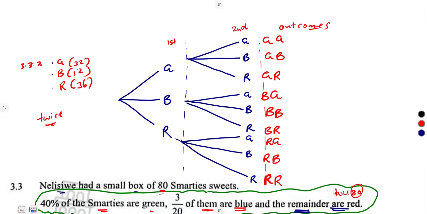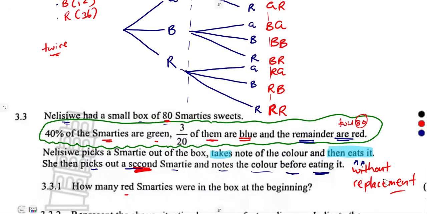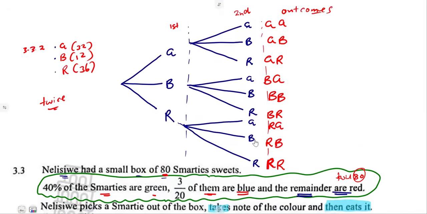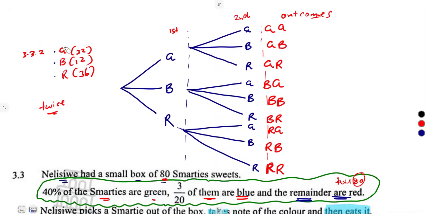On the without replacement condition, you do not return whatever you take. So the first pick, you just take as it is. The first condition, guys, the first pick, you just take as it is, out of the total. Remember, our total is what? 80. So green was 32 out of 80. The blue as it is, 12 out of 80. The red as it is, 36 out of 80.